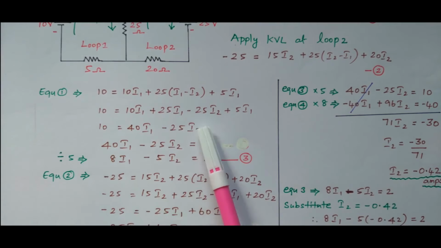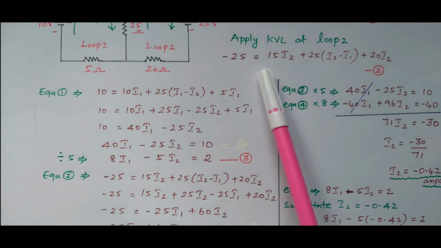So the right hand side and left hand side terms are rearranged, so that 40 I1 minus 25 I2 equal to 10. So we can divide by 5 so that the equation is further simplified. 40 divided by 5, 8, 25 divided by 5, 5, 10 divided by 5, 2. Now the simplified form of equation 1 is available: 8 I1 minus 5 I2 equal to 2. Take this as equation number 3. So step by step the equation is reduced and finally we got this simplified equation.